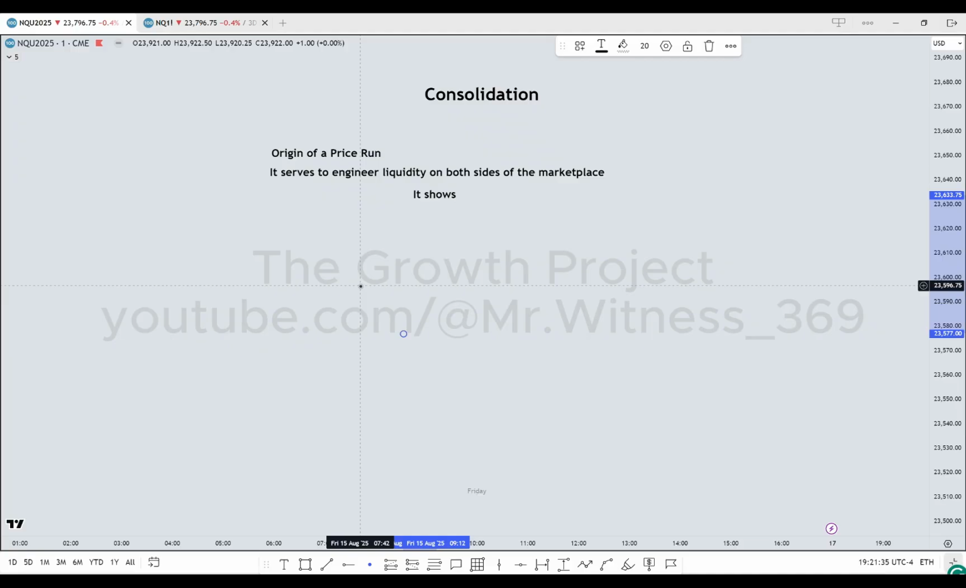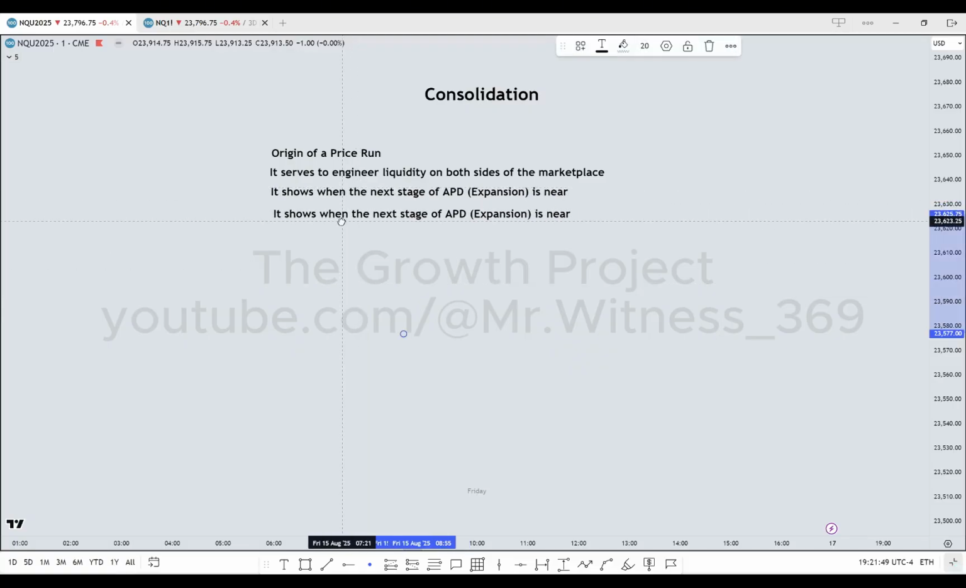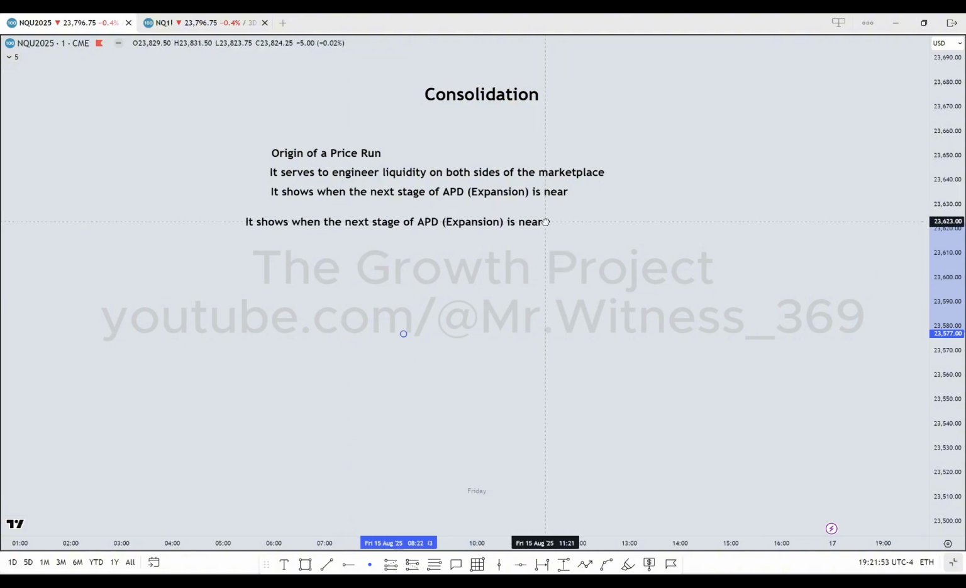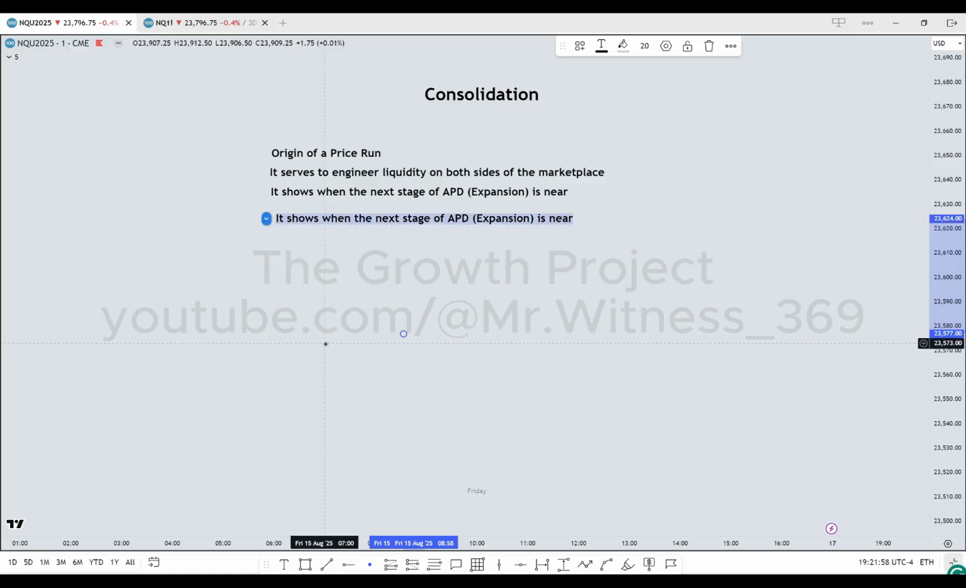It shows when the next stage of algorithmic price delivery, which is, as you know, expansion, is near. So what do we want to be paying attention to? We pay attention to the high of the range, the low of the range, and equilibrium, or 50% of the consolidation range.